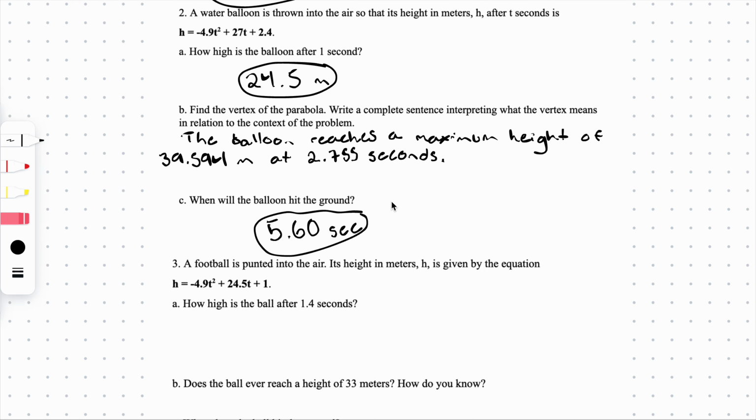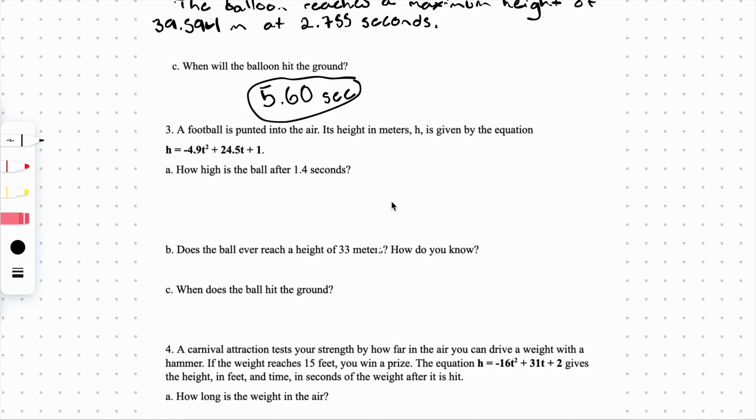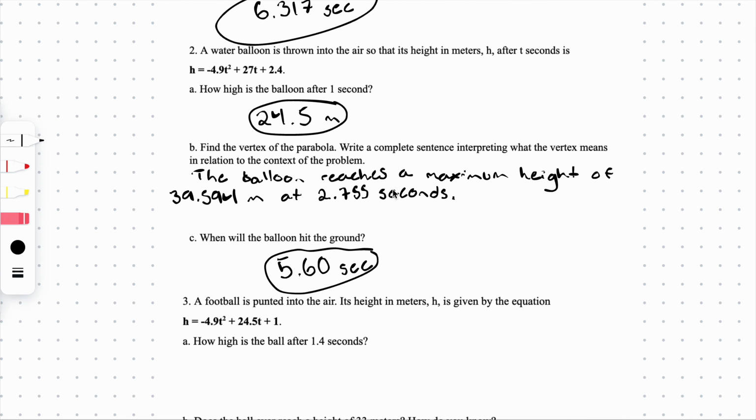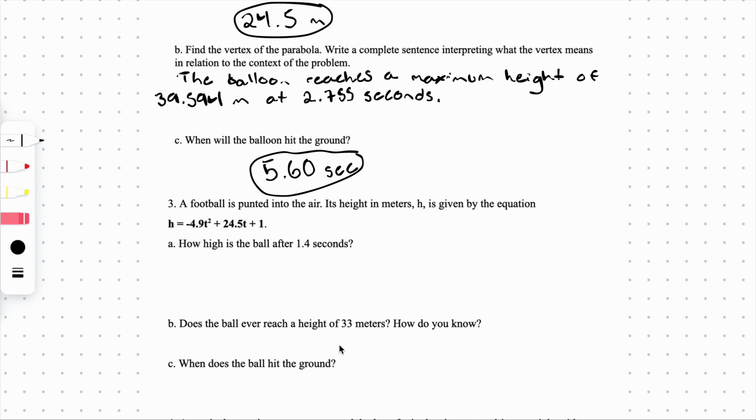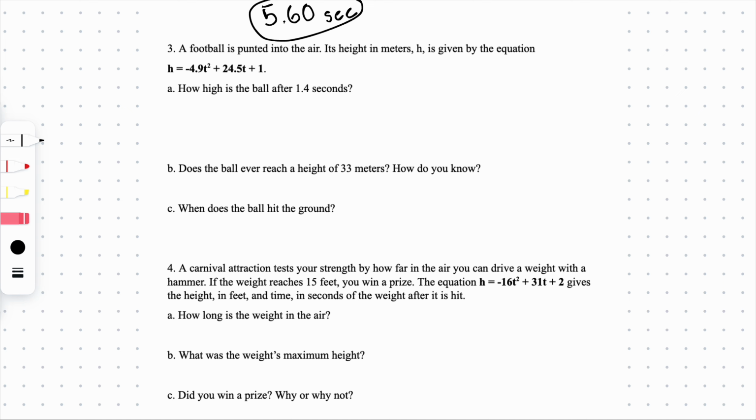Okay, let's go on to the third problem. A football is punted into the air. Its height in meters, h, is given by the equation h equals negative 4.9t squared plus 24.5t plus 1. Sorry, for a second I thought it was the same thing as up here, but nah, that's interesting. 24.5, 24.5. Okay, anyways, let's put this into our calculator.